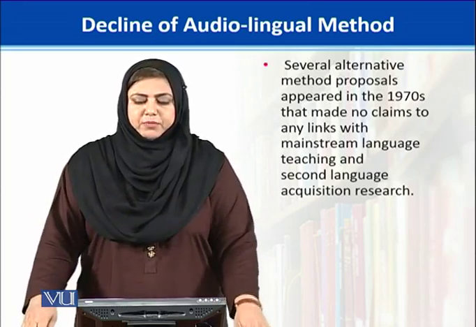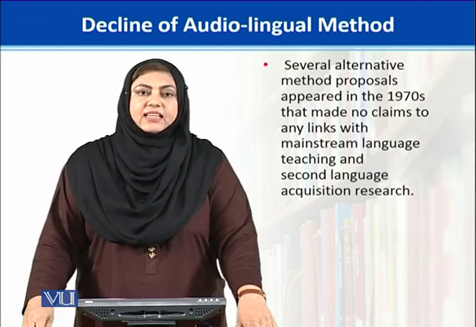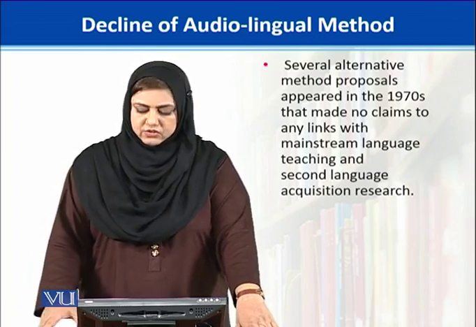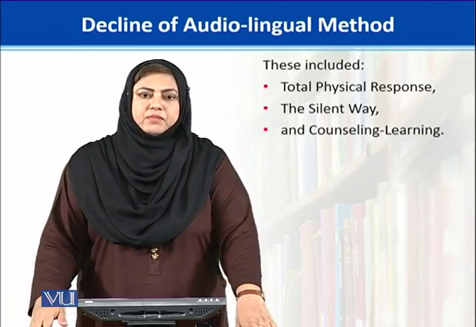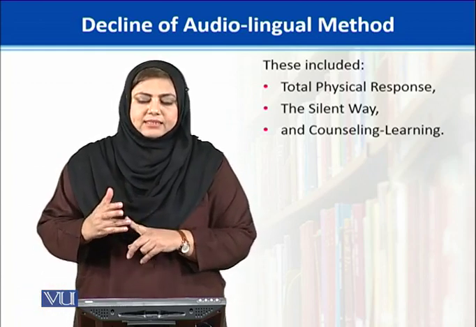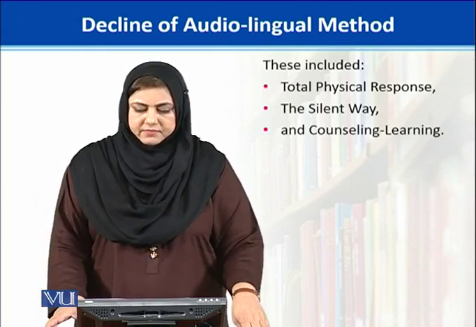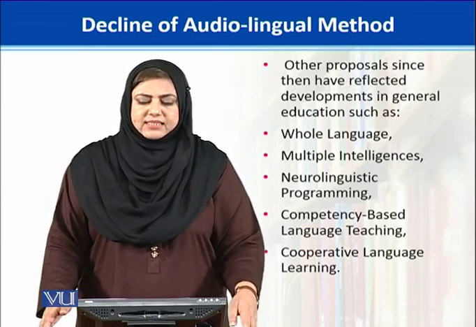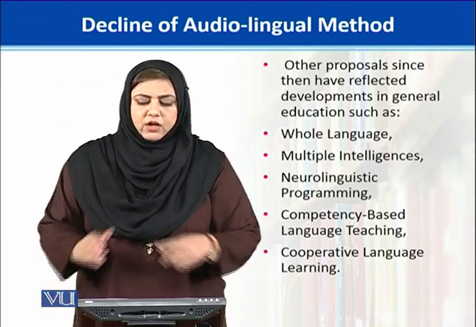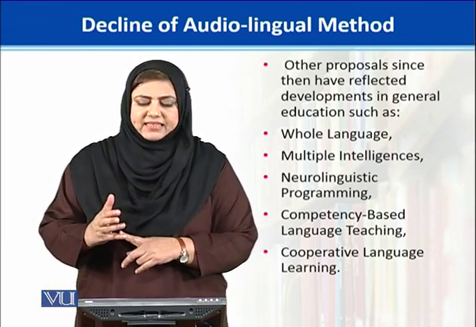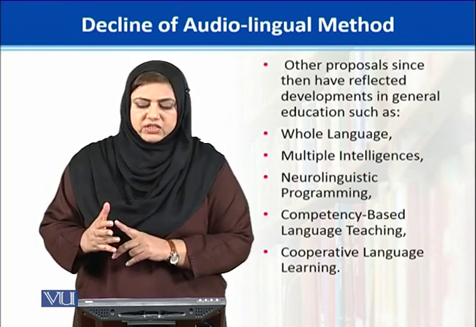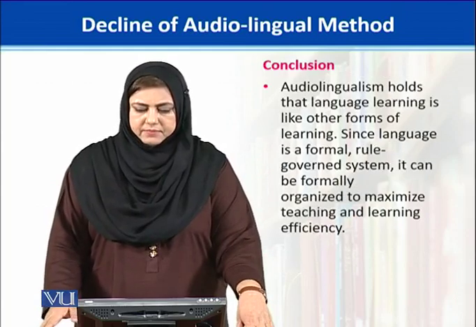Several alternative method proposals appeared in the 1970s that made no claims to any links with mainstream language teaching and second language acquisition research. These included total physical response, secondly, the silent way, and thirdly, the counseling learning. There were many other proposals since then that have reflected developments in general education, such as whole language approach, multiple intelligences approach, neuro-linguistic programming, competency-based language teaching, and cooperative language learning.